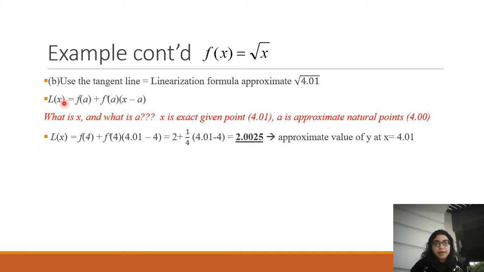So I just apply the value of x and the value of a into this one, and I substitute. So it is f of 4, and I substituted x with 4, so square root of 4 will be 2, plus f dash of 4, which I got in the previous part, which is 1 over 4, and then here is x minus a. x is the point I want to approximate at, and a is the whole number that is closest to this value of x, and the value is 2.0025. So this is an approximate value of y when x equals 4.01.